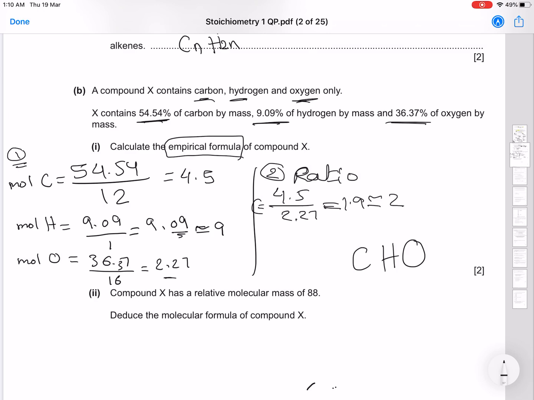Okay, then let's divide the hydrogen. Let's write the hydrogen. 9 divided by 2.27, which is 3.9. Again, this one I can round to 4. Then finally, the oxygen: since I'm dividing 2.27 by 2.27, the answer will be 1. So the ratio is simply 2 to 4 to 1.